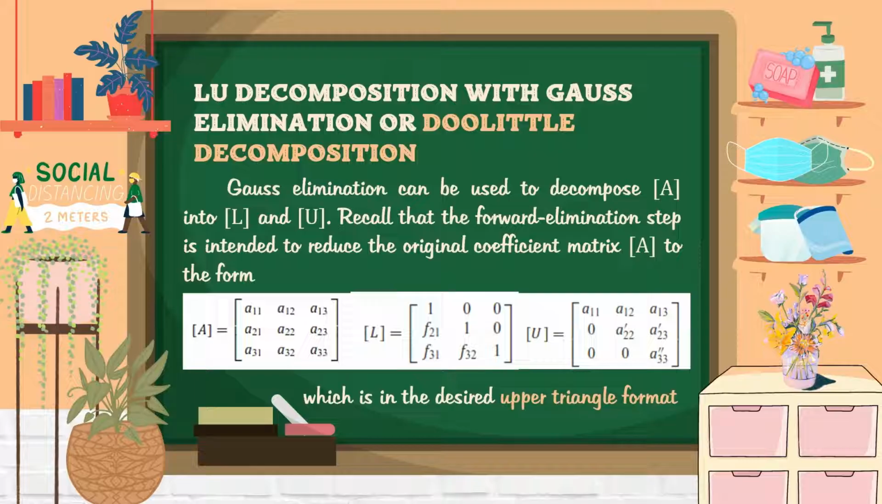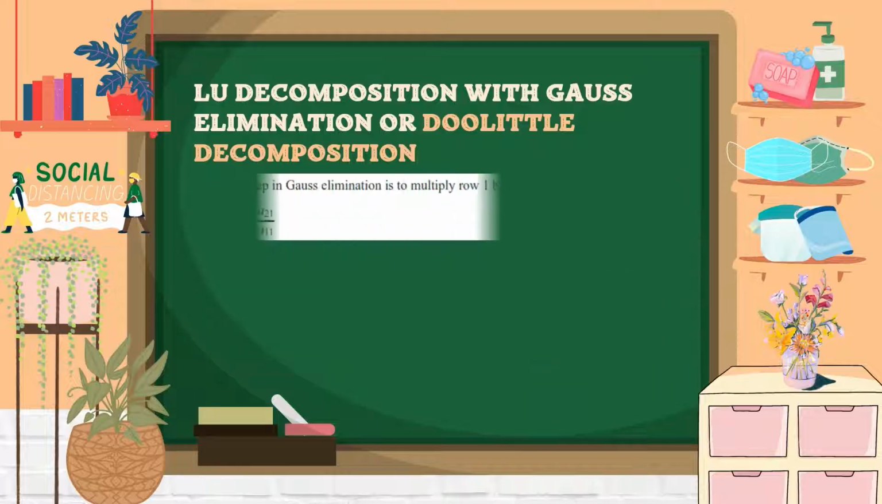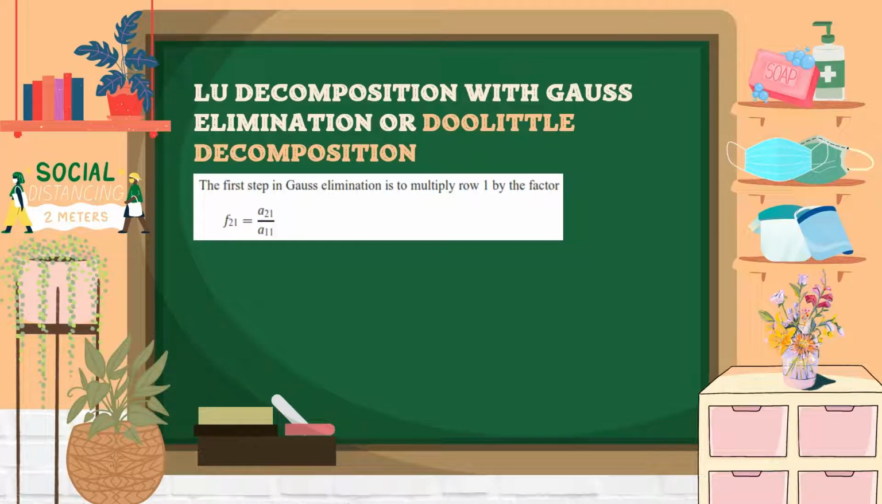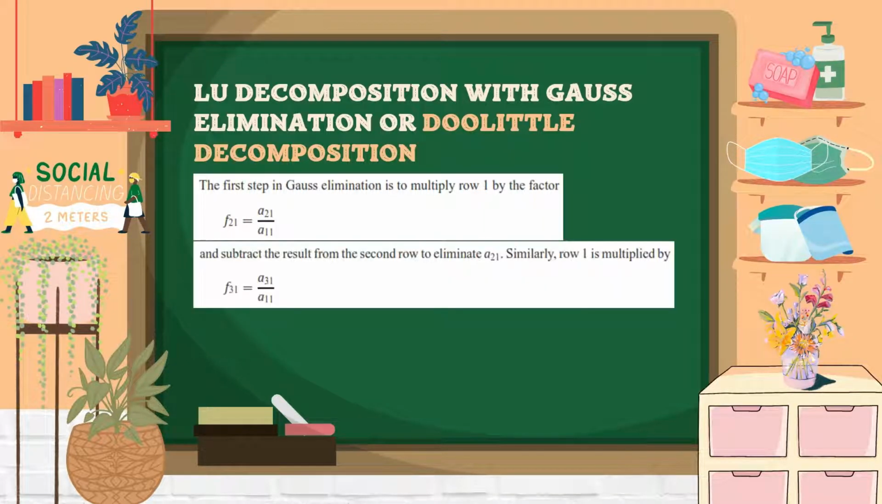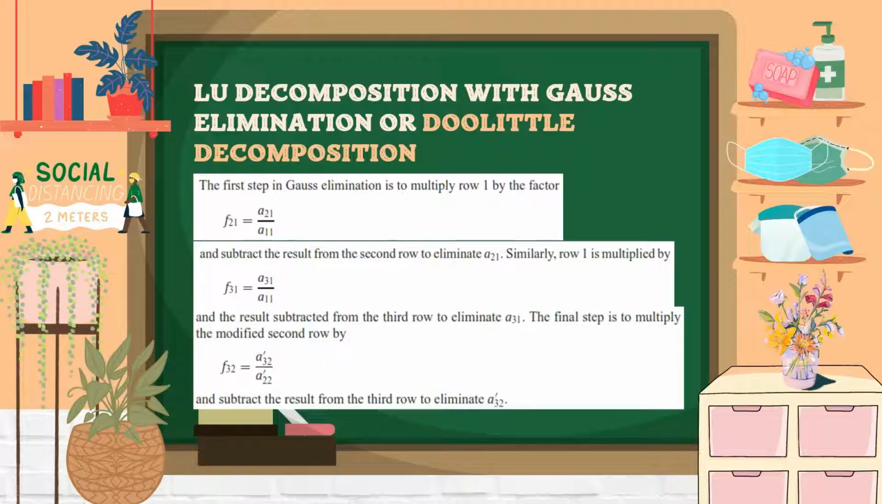This can be easily seen for the upper matrix, which is a direct product of the forward elimination. Recall that the forward elimination step is intended to reduce the original coefficient matrix to the upper form. So the first step in Gauss elimination is to multiply row 1 by the factor f21 and subtract the result from row 2 to eliminate a21. Similarly, row 1 is multiplied by f31 and the result subtracted from the third row to eliminate a31. The final step is to multiply the modified second row by the factor f32 and subtract the result from the third row to eliminate a'32.